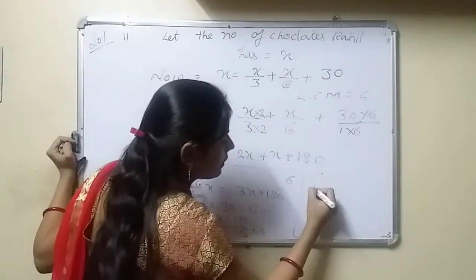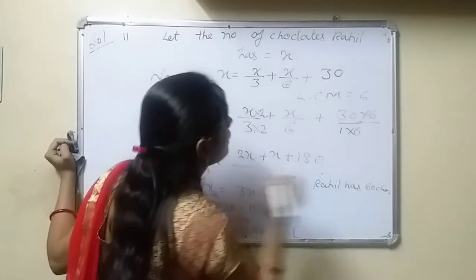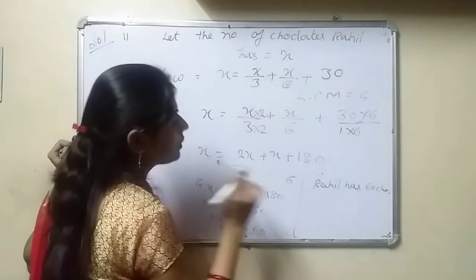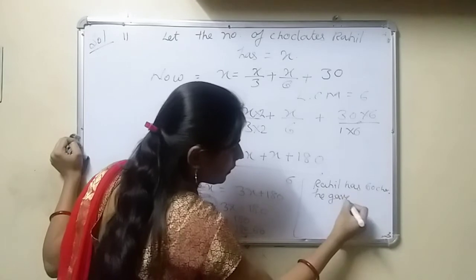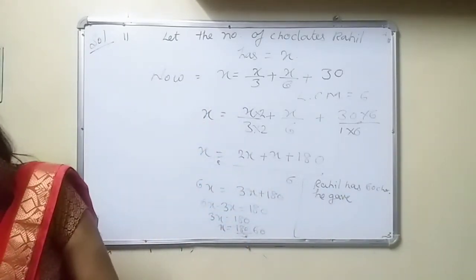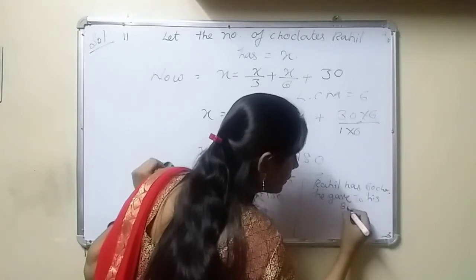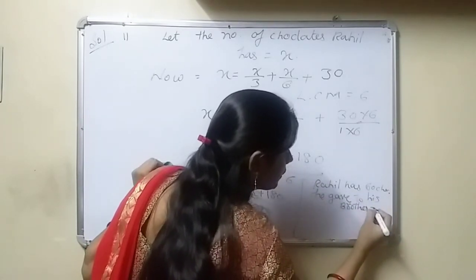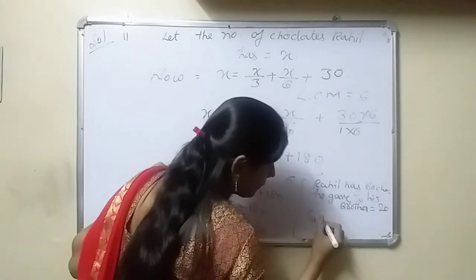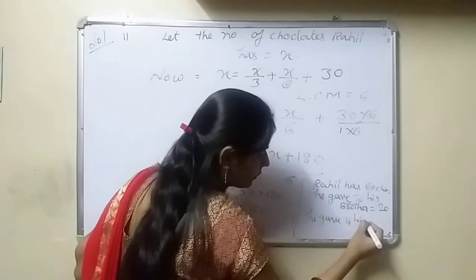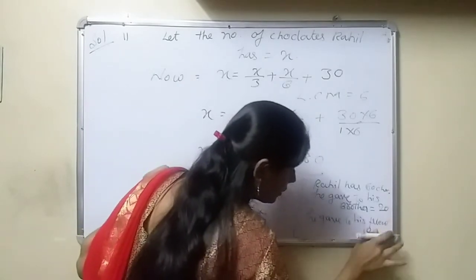So now see, how many chocolates does Rahil have? That is 60. Rahil has 60 chocolates. Now see, how much did he give to his brother? That is 60 divided by 3. It will become 20. Then he gave to his friend, that is 60 divided by 6. It will become 10.